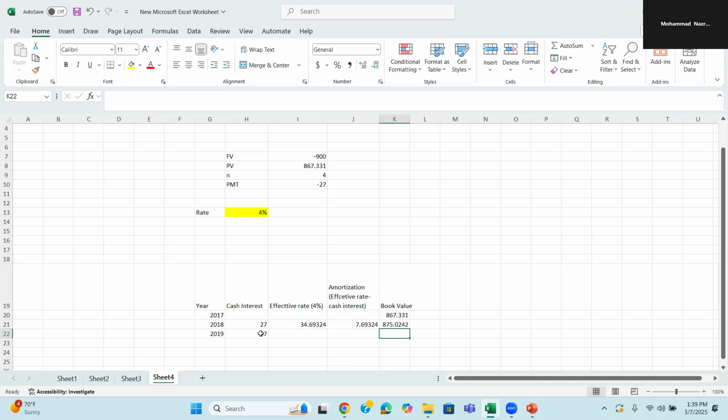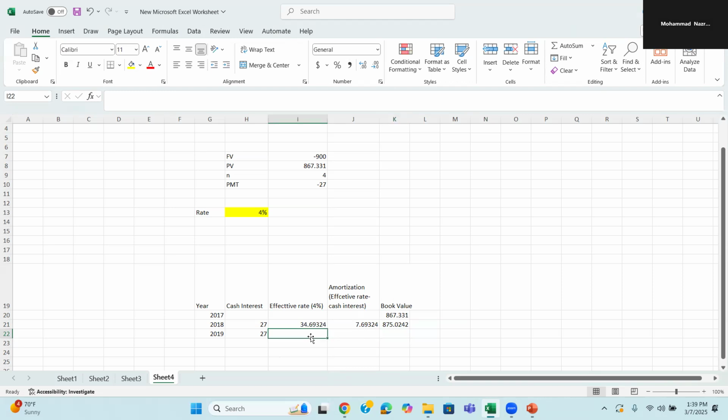So you take the interest difference, right? You're paying 27, but you're supposed to pay 34. So that additional 7 should be added to your book value. So you have to pay this difference along with your actual amount, right?